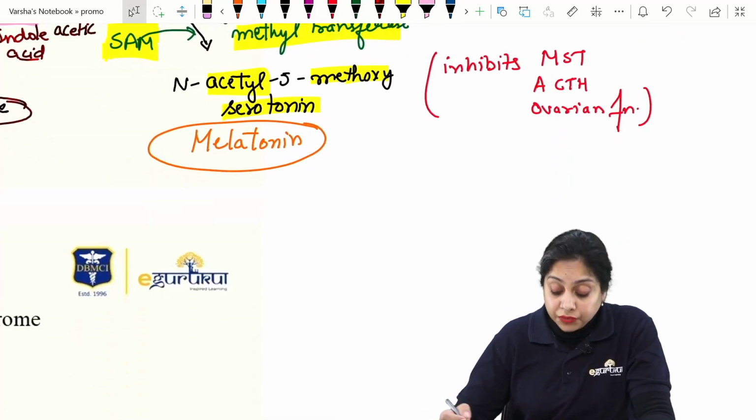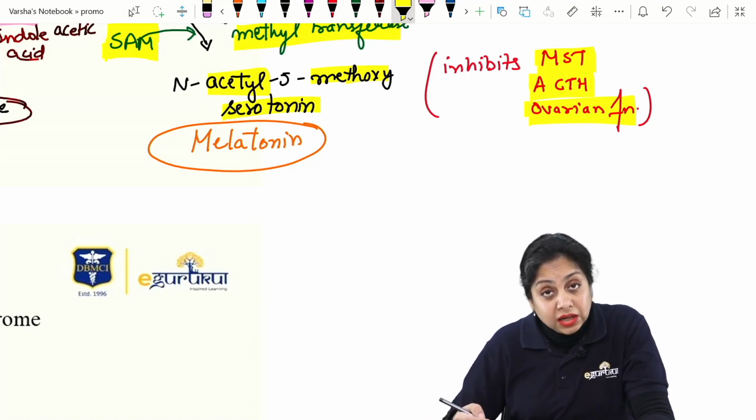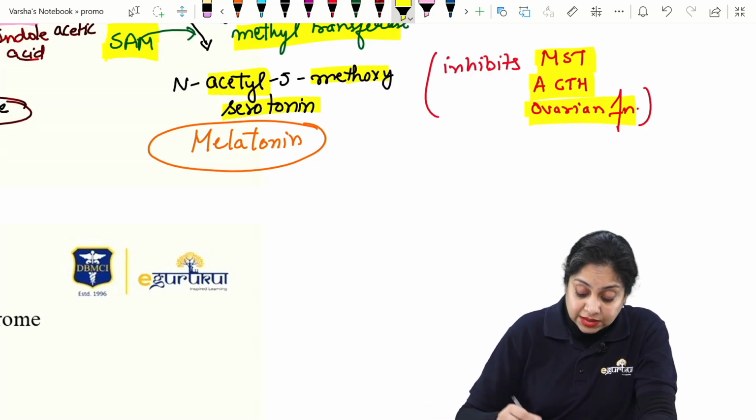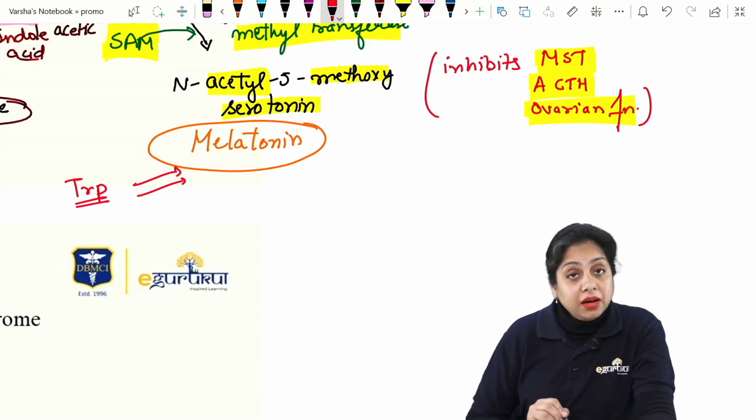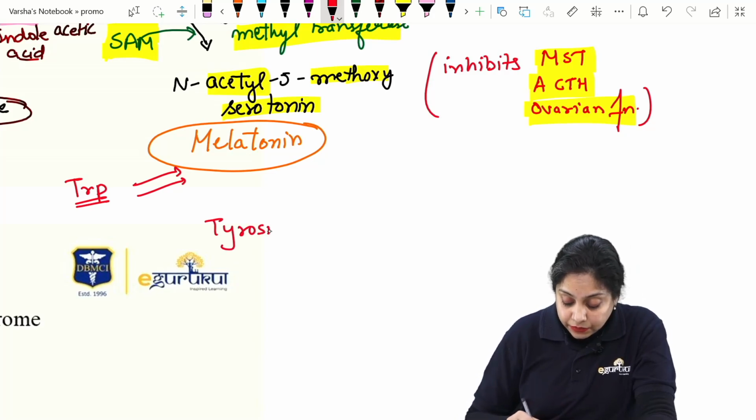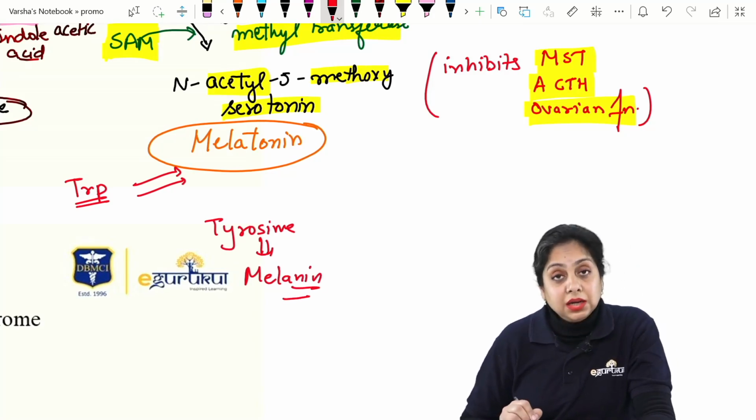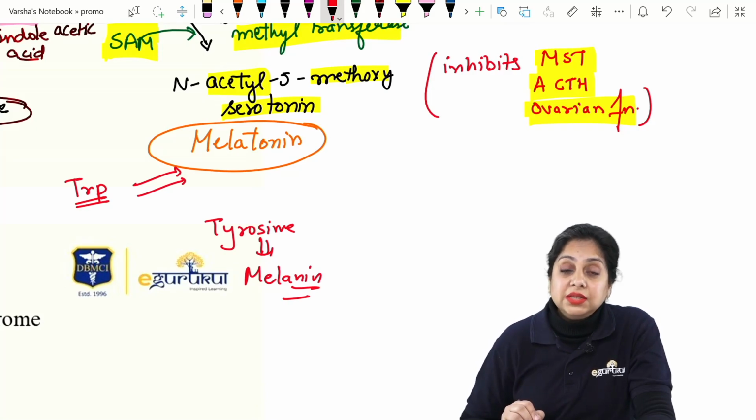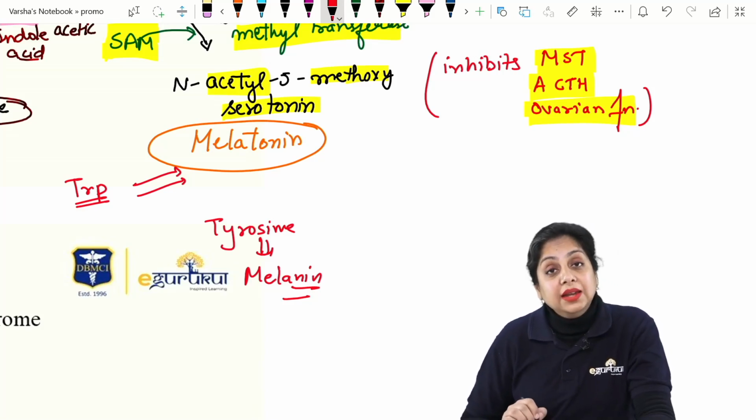And what will this melatonin do? Melatonin inhibits the melanocyte stimulating hormone, it inhibits the adrenocorticotropic hormone, and it also inhibits the ovarian function. See, this melatonin is different from melanin. Mind this, many times in exams we get confused. Melatonin we are getting from tryptophan, and there is tyrosine, which I have discussed several other times, that is the melanin, giving color to the skin. If there is any deficiency, it will lead to what? Whitening of the skin and the hair, that is your albinism. So don't get confused, melatonin is from tryptophan, melanin is from tyrosine.